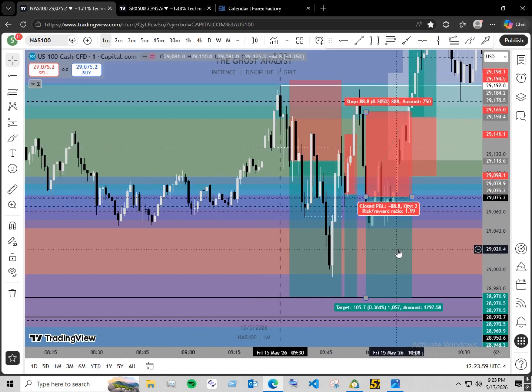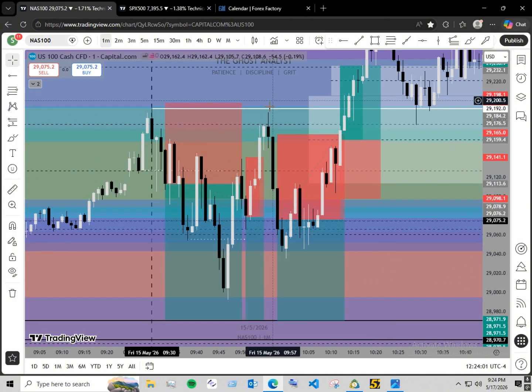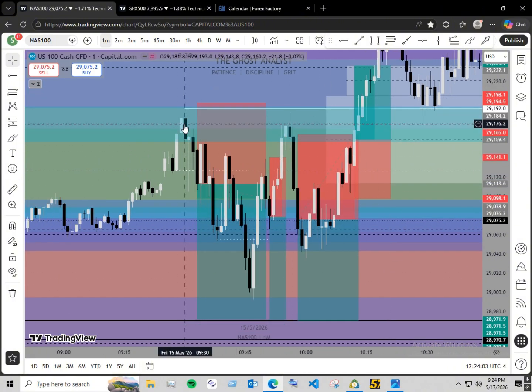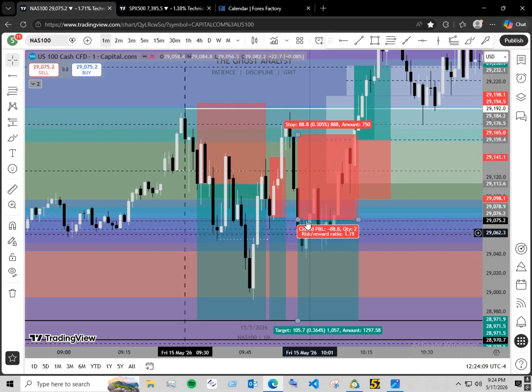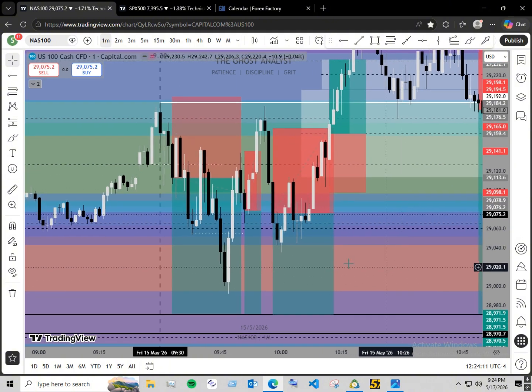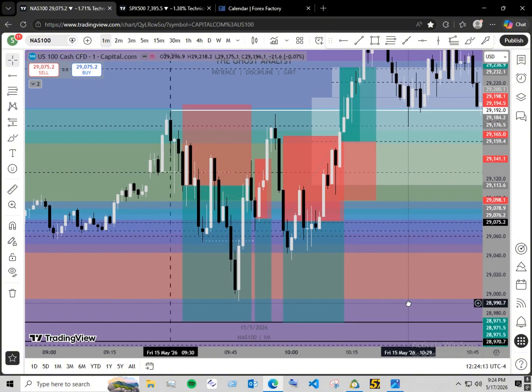Then after that, what happens is the market goes up and it creates this equal highs with this 9:30 AM high. It creates equal highs right here. And then it shows good displacement towards the downside. Now here I enter a trade again.